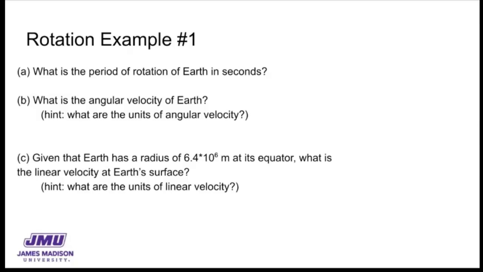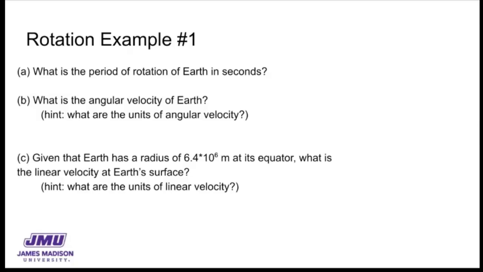So part A there, what is the period of the rotation of the Earth? I know that's 1 day. Part A is just asking for unit conversion to seconds. Part B, what is the angular velocity of Earth? And then the hint, what are the units? And then part C, given the radius of the Earth is 6.4 times 10 to the 6th meters at the equator, what is the linear velocity at the Earth's surface?